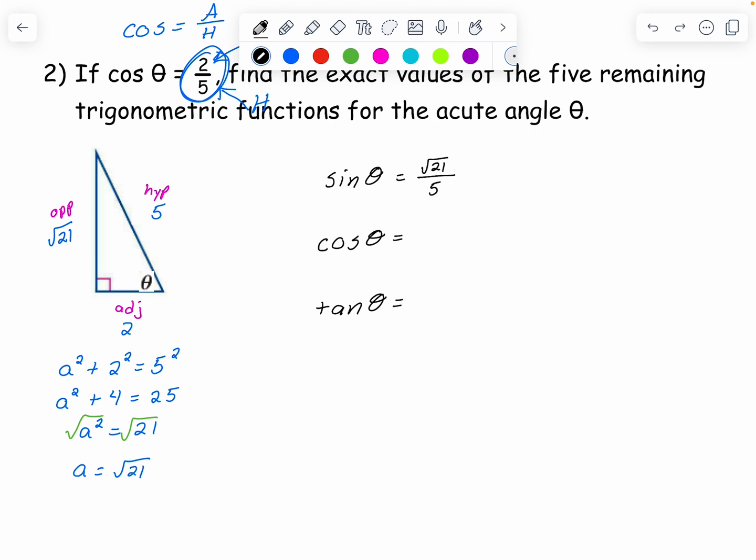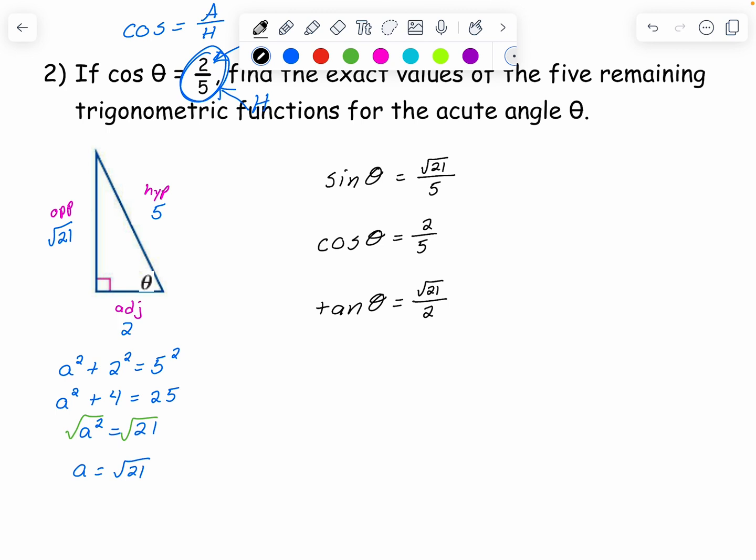Then for our cosine, we know that is adjacent over hypotenuse. So adjacent was 2, hypotenuse is 5. And that's the one they gave me, so we should be able to get that one right. And that also cannot be simplified. Then tangent is opposite over adjacent. So our opposite is the square root of 21 over our adjacent, which is 2. And that as well cannot be simplified. So those 3 are done.